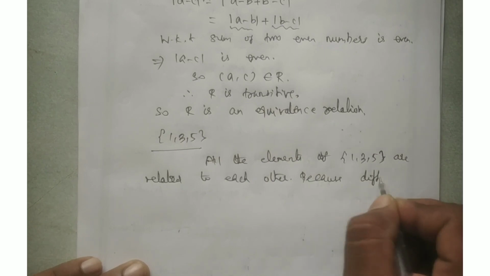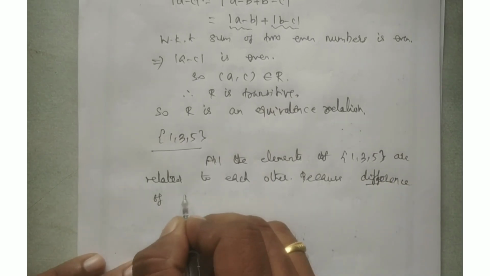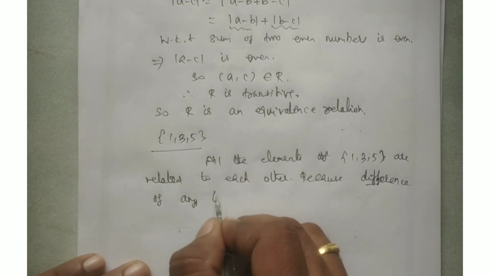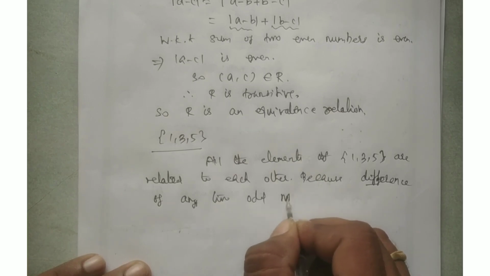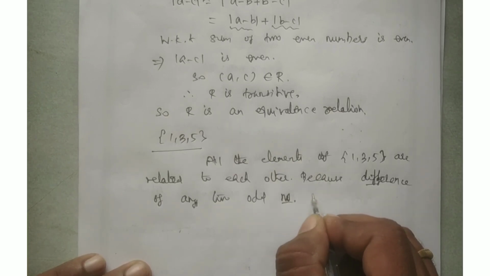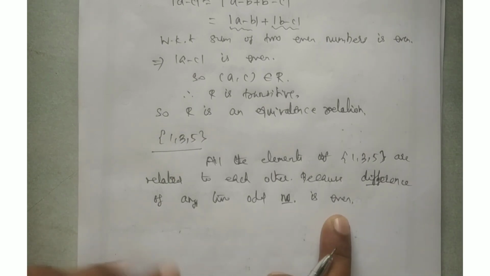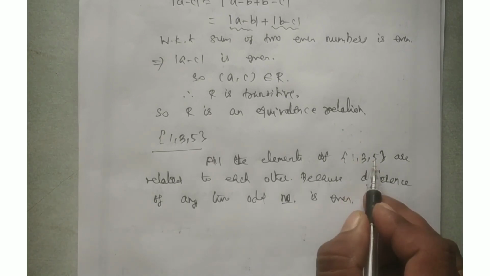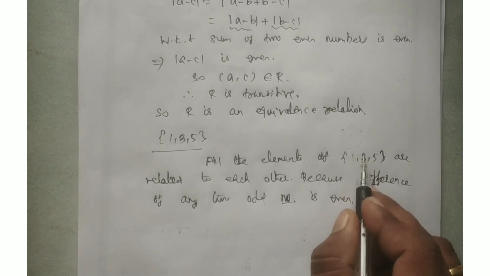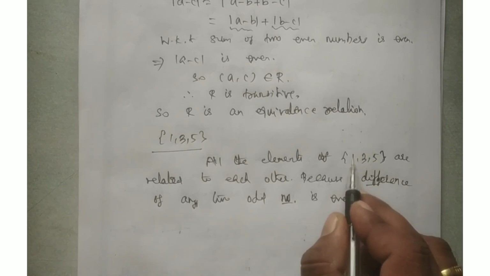the difference of any two odd numbers is even. So we have defined the relation here: the difference between the two numbers is even. So any two elements we take and relate will have an even difference. 1 minus 3 is even, 1 minus 5 is even, 3 minus 5 is even. So all the elements are related to each other.